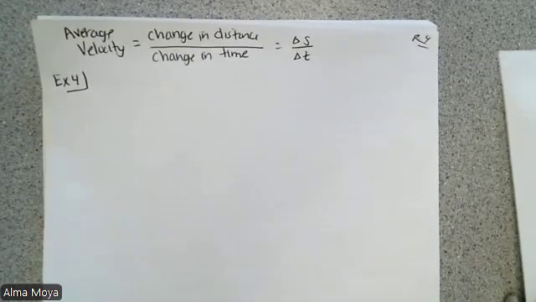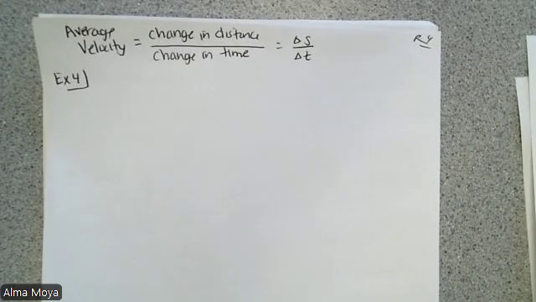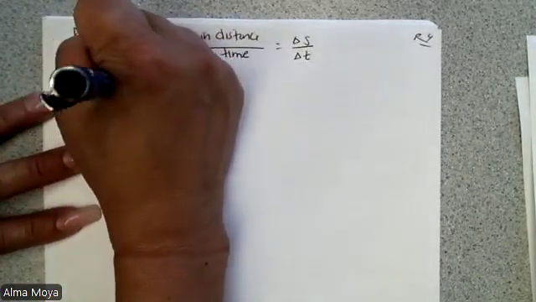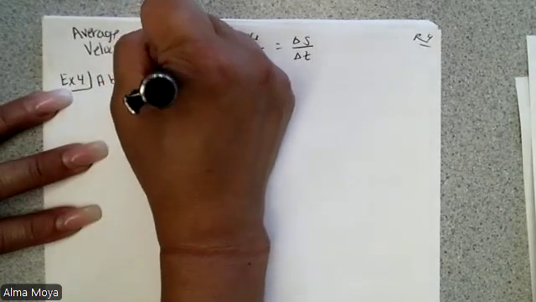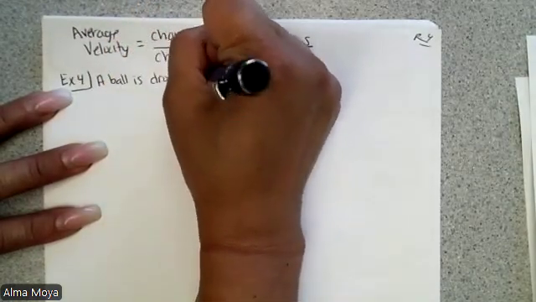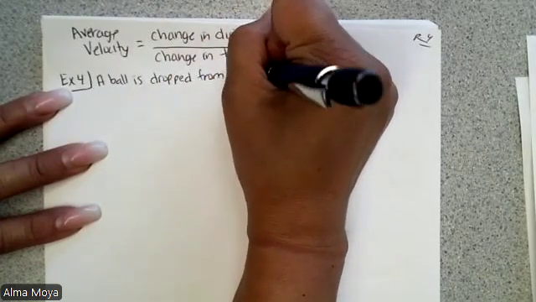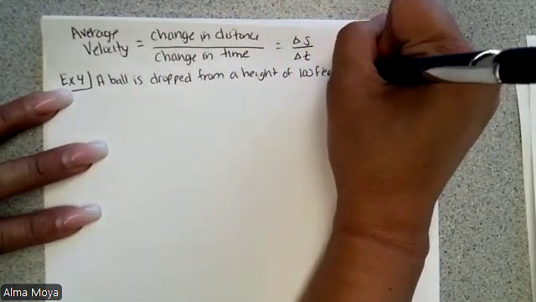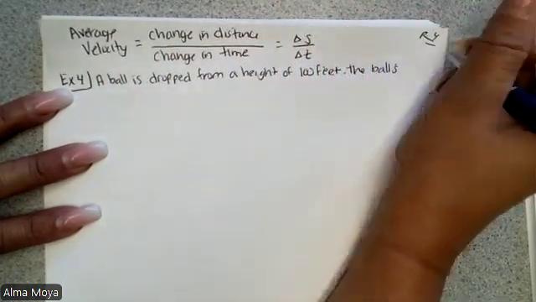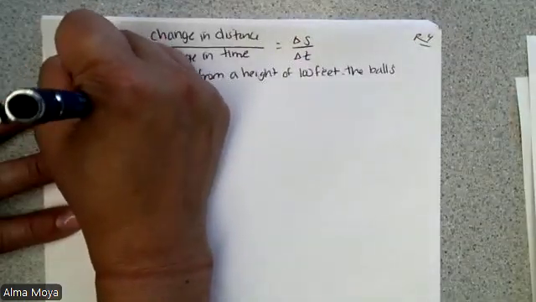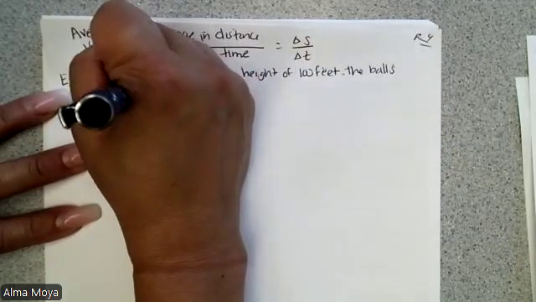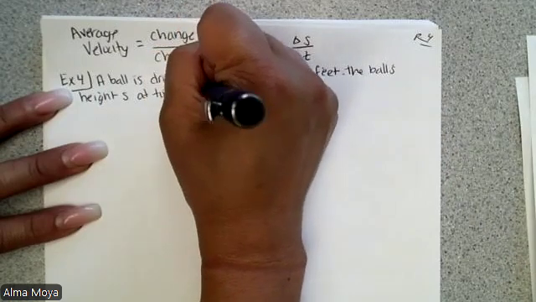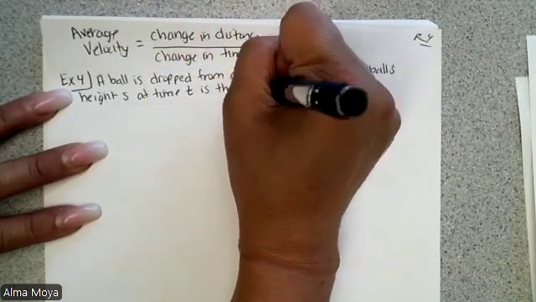So average velocity is the change in distance over the change in time. A ball is dropped from a height of 100 feet. The ball's height, which we're going to use the letter S, at time t is the position function.